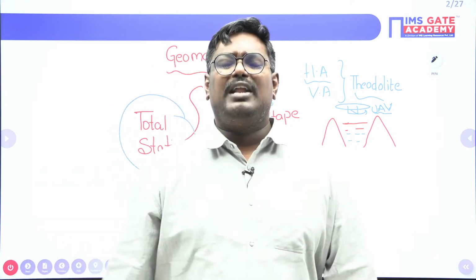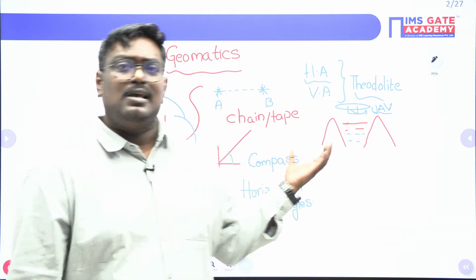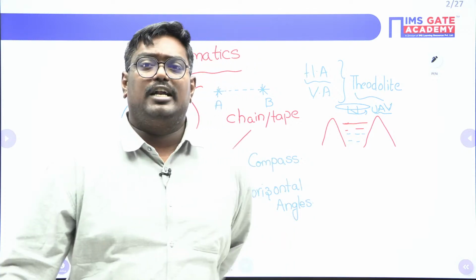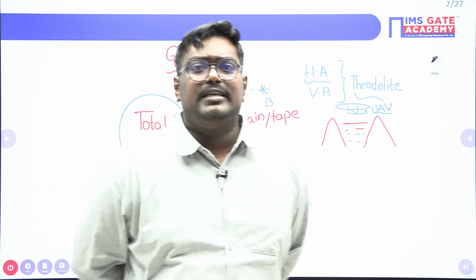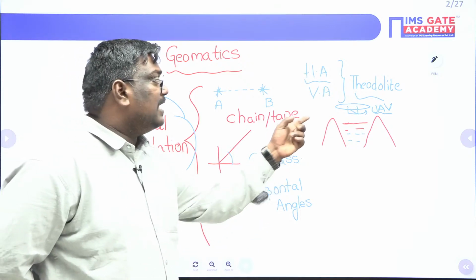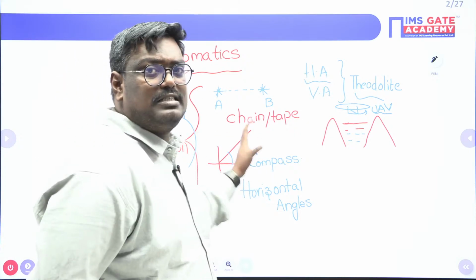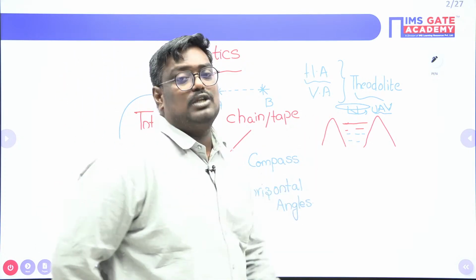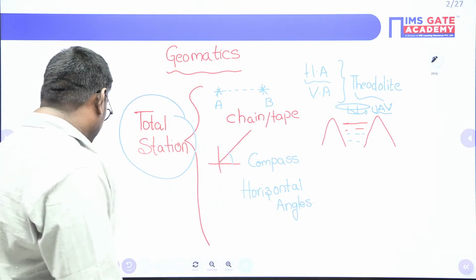So what I have talked about in the geomatics topic is how the history of survey started. It started with the chain, came up with the compass, then the theodolite, then automation of all these three into the total station, and we also came across photogrammetry.